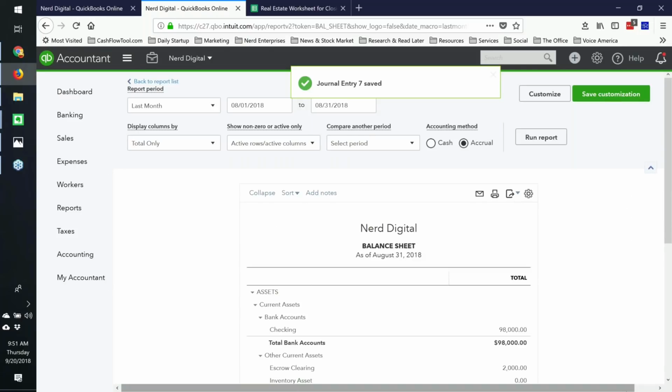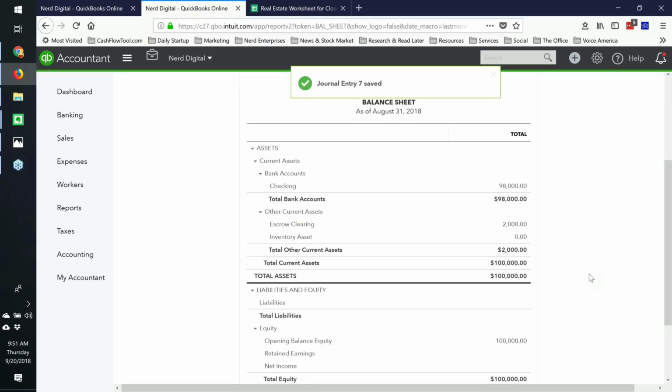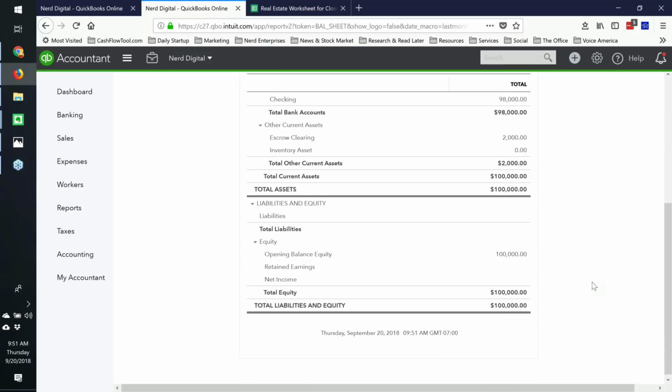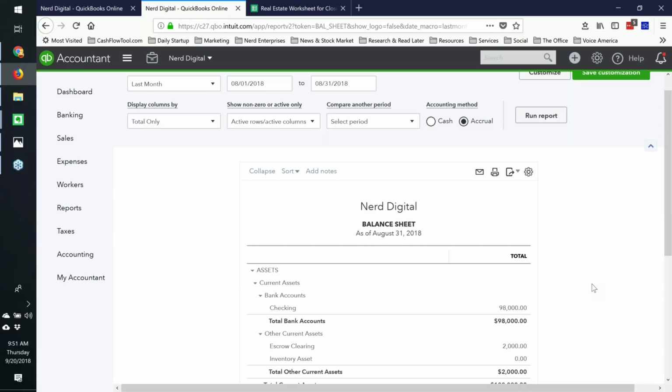So let's save this. And in this tab, I actually already had the balance sheet going on in the background. And someone's commenting, what's the problem with using the bank on a journal entry?